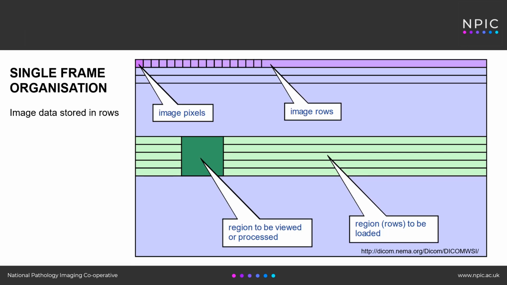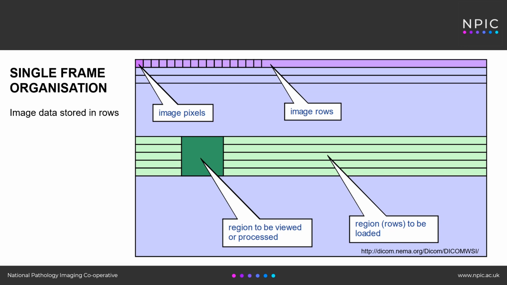The simplest way to store a 2D image data within a file is the single frame organization, which is demonstrated here. This is where the data are stored in rows extending across the entire image. So in this diagram, the pixels are represented by purple squares extending on that top row from the top left to the top right, and then onto the next row once that row is full of pixel data. However, this has a major limitation.